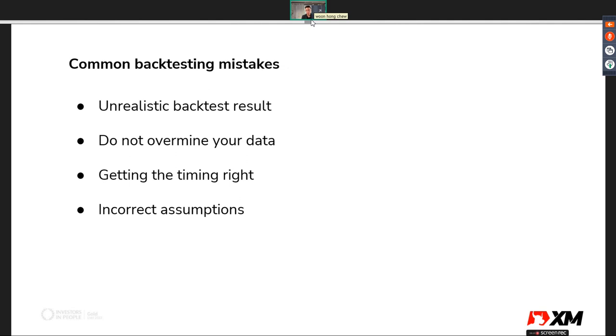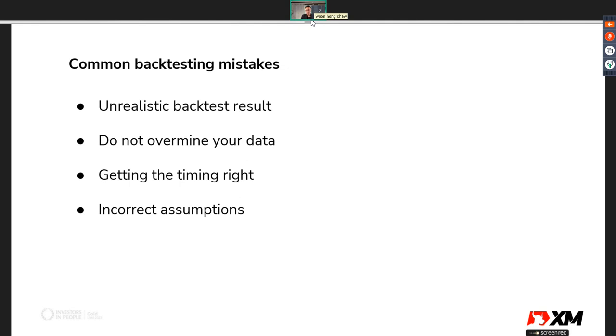So next one would be do not undermine your data. Your data should always be consistent and you shouldn't, like I said, have bias towards this data, and you should always enter on the same pair, same time frame, and also the same technical indicators if you use any. Yeah. So getting the timing right.